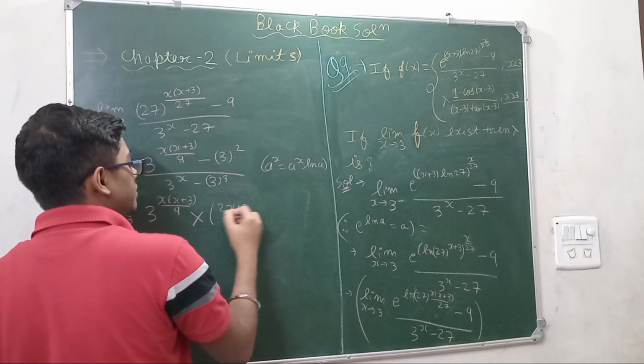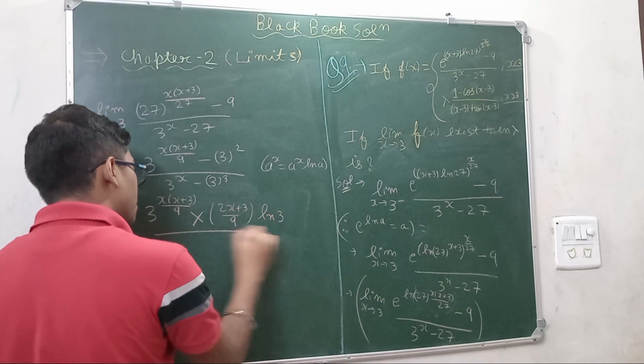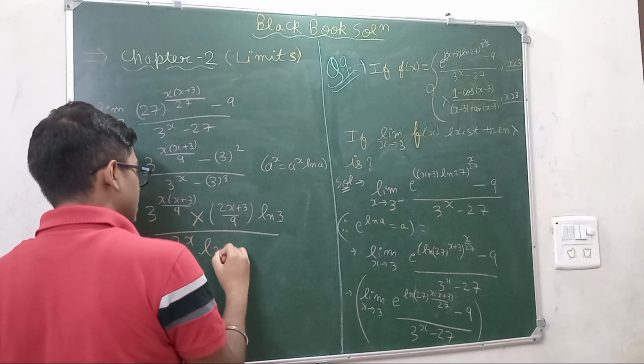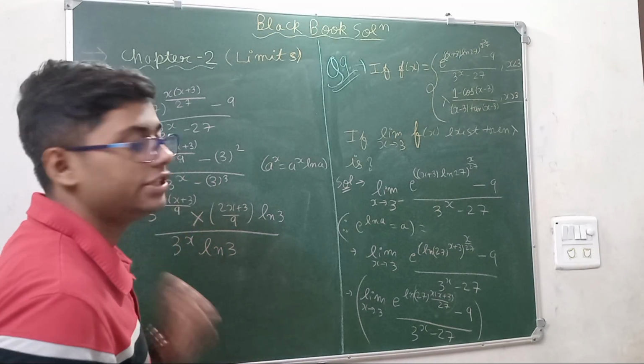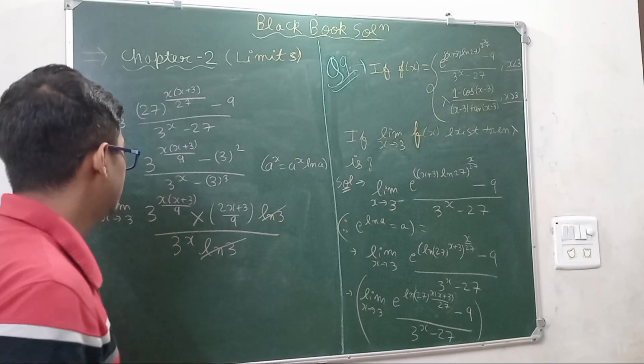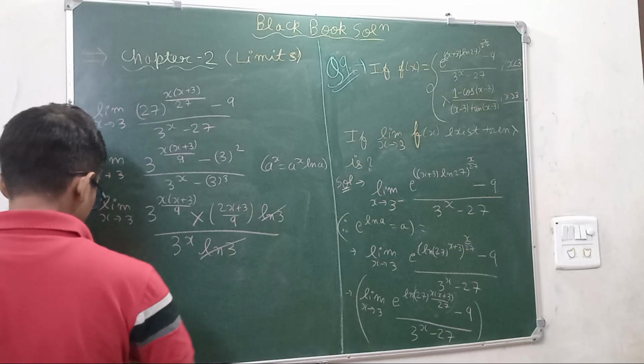2x plus 3 by 9 into ln 3, upon the derivative of 3 to the power x, which is 3 to the power x ln 3, and 3 cube, that is 27, is a constant, so its derivative is 0. Now this will be cancelled here. You will simply put the values here, so what will you get?